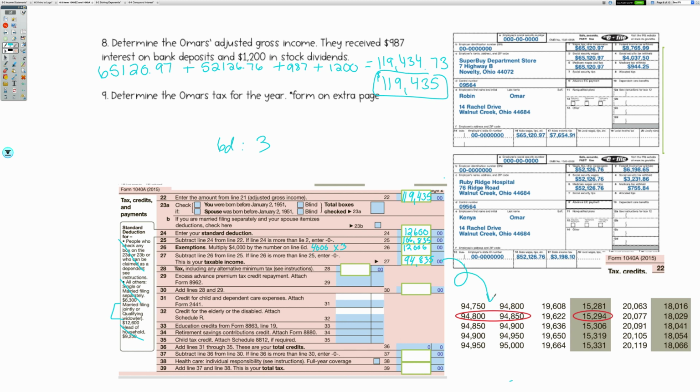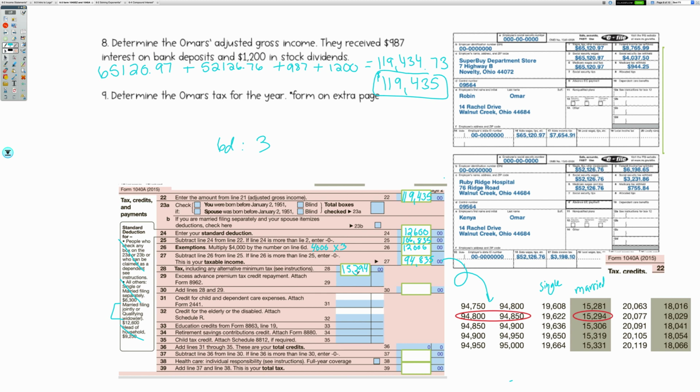So they're between 800 and 850. Remember, this column was single. This column is married filing jointly. This one is married filing separately, and then this one is head of household. If you notice, married filing jointly is the smallest one, the least amount you have to pay in taxes. So this is how much they have to pay: $15,294. This is the tax they owe.